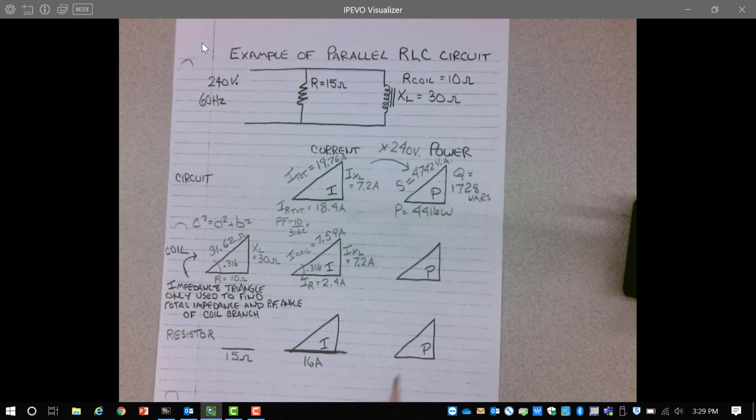And that gives us the power triangle values for this circuit. I could find the power values for the coil the same way. Take any side of my current triangle for the coil times the system voltage will give me the volt amps, the watts, and the vars for that coil. And the same thing for the resistor. I only have resistive current in that resistor, but this 16 amps times 240 volts should give me the total true power for that resistor.